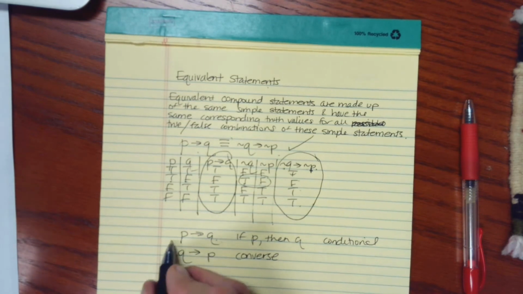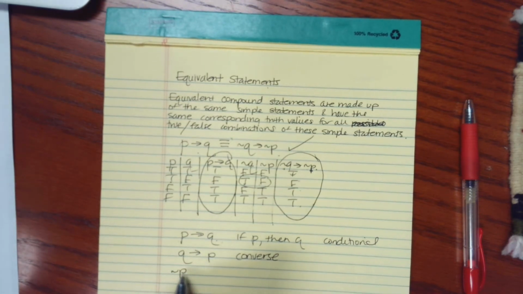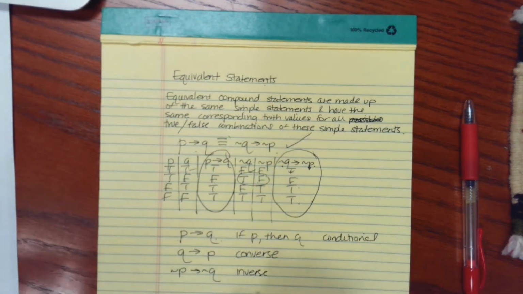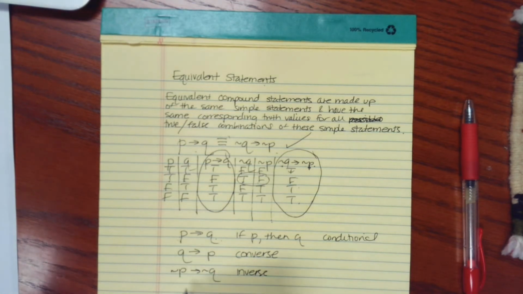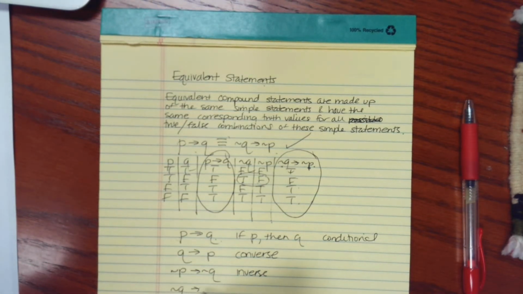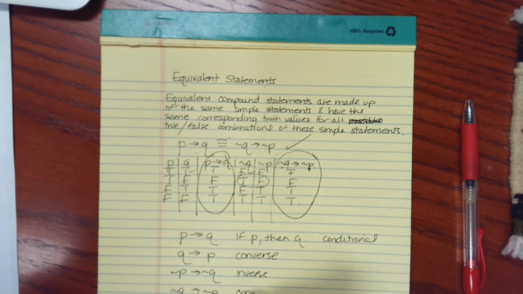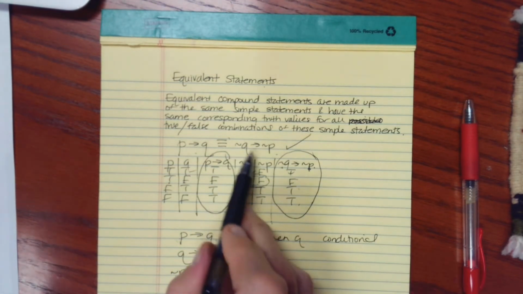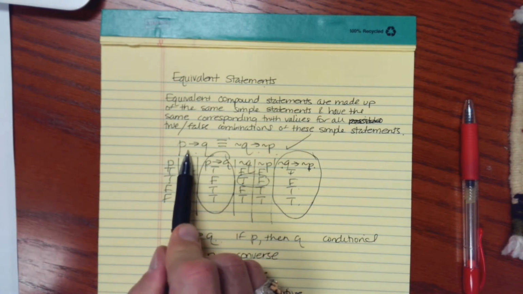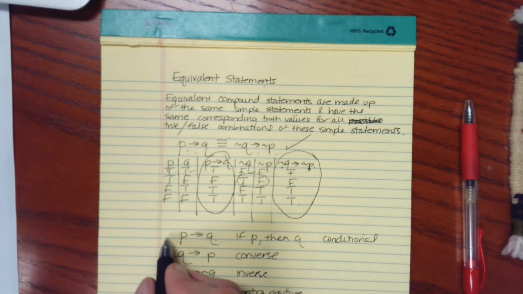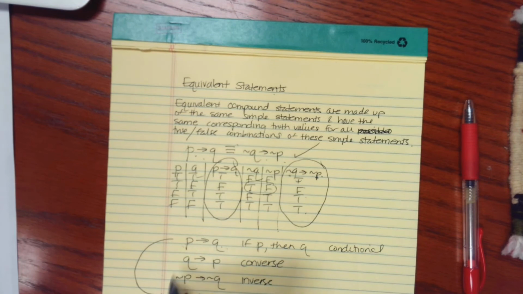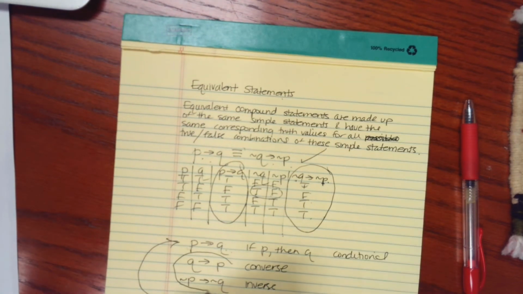If I negate both but keep the same order, so if I said not P implies not Q, that's called the inverse. And if I do both, if I switch the roles and negate them both, so not Q implies not P, that's called the contrapositive. And notice that's what we were comparing to the original conditional statement here, and we found that these two statements are equivalent. And it turns out so are these.